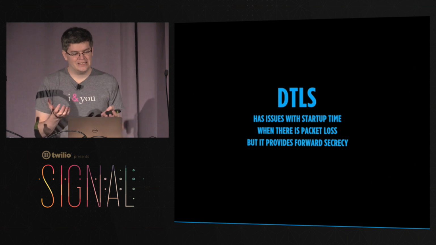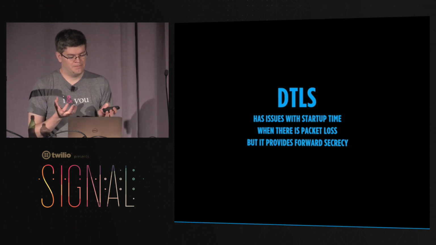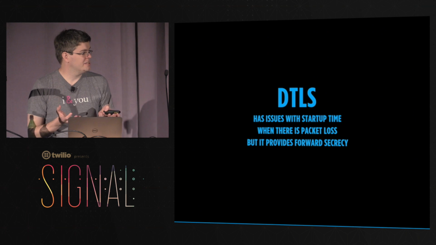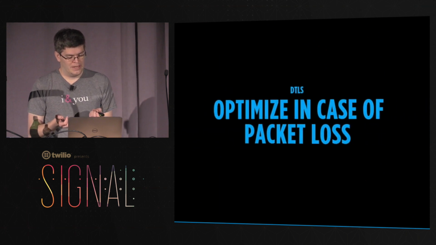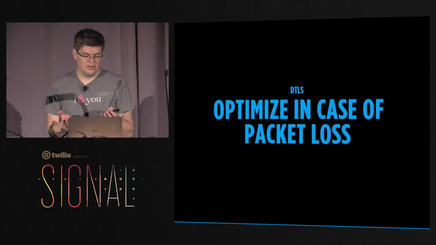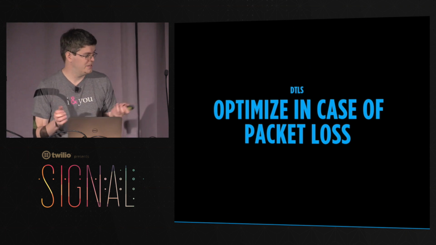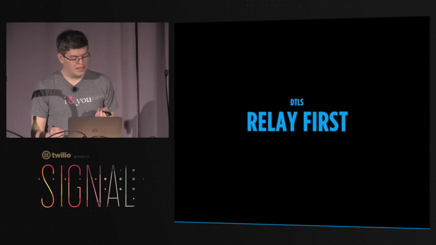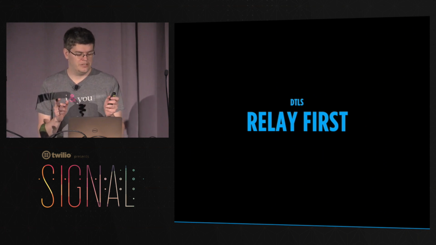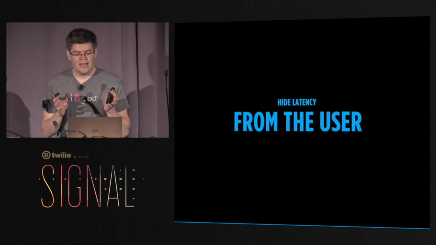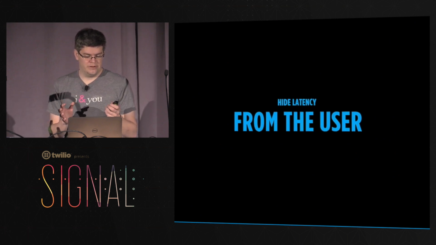So DTLS has some issues with startup time when there is packet loss. But the important thing is it provides forward secrecy. And that is something we really want to have. And what we're likely going to do is to optimize DTLS a little for the case of packet loss, things like fragmentation and robustness on mobile networks. And the good thing is, if we combine this DTLS stuff with the relay-first approach, then we have a way to hide this latency from the user.